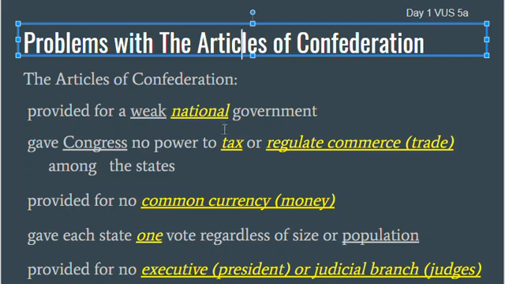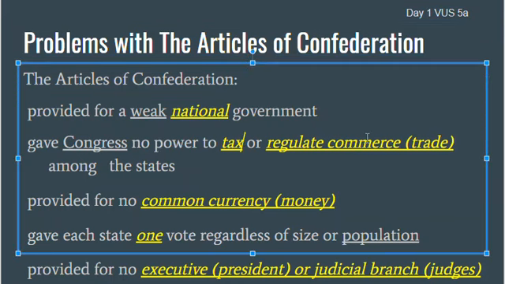Congress had no power to tax or regulate commerce, which is trade, among the states. So they couldn't tell states what to trade. They couldn't tax anybody. Nobody was paying taxes. And taxes are important because taxes pay for schools, they pay for the military, they pay for police, they pay for public safety, they pay for hospitals. But Congress wasn't able to tax.